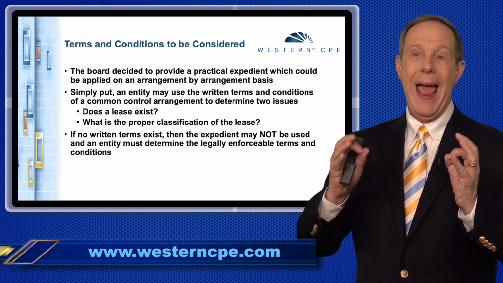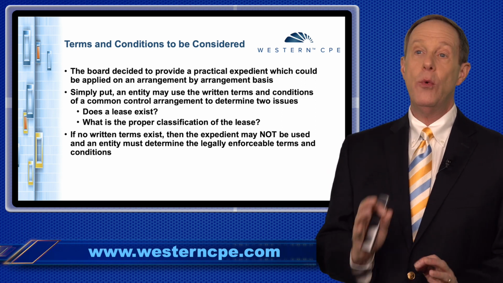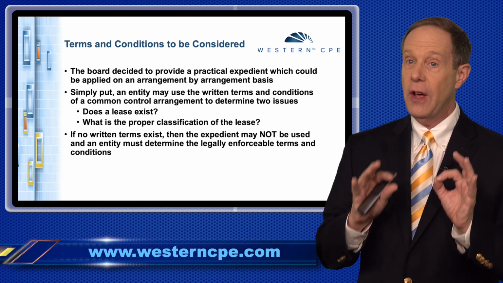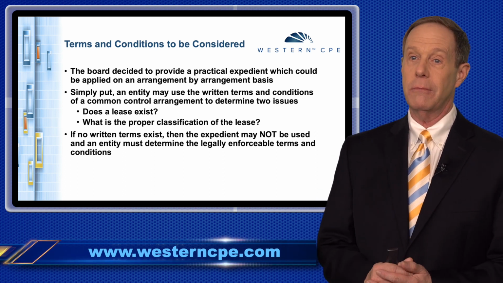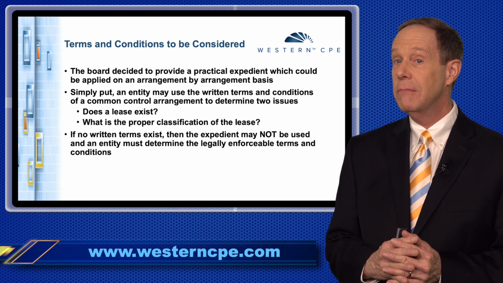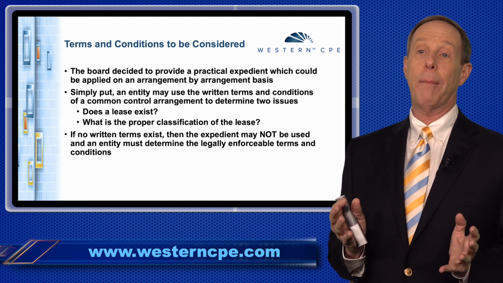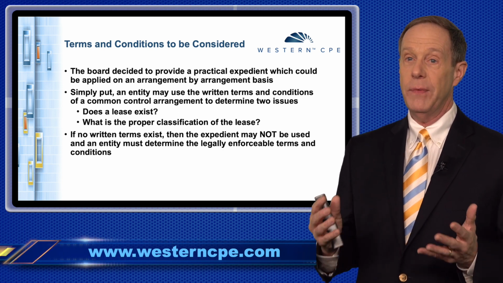So what did they do? The board decided to provide a practical expedient which could be applied on an arrangement by arrangement basis. Simply put, an entity may use the written terms and conditions of a common control arrangement to determine two issues. Number one, does a lease exist? And number two, what is the proper classification of the lease?